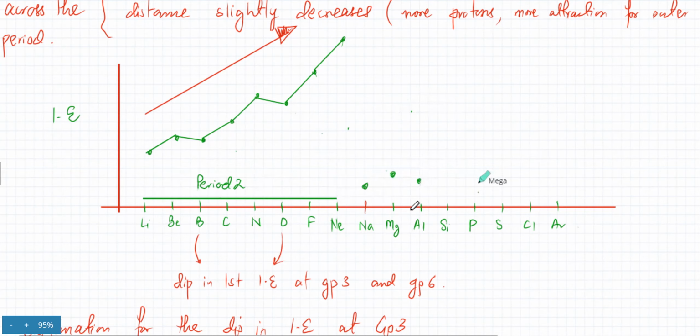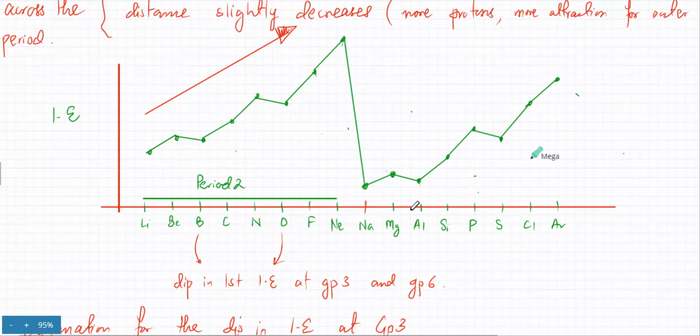At aluminium, there's going to be a dip. Then there's going to be silicon and phosphorus. Then at sulfur, group 6, it's going to be a dip. So it's going to be the same trend, except it's going to be lower. Why do you think in period number 3 the trend is the same, but why is it lower?